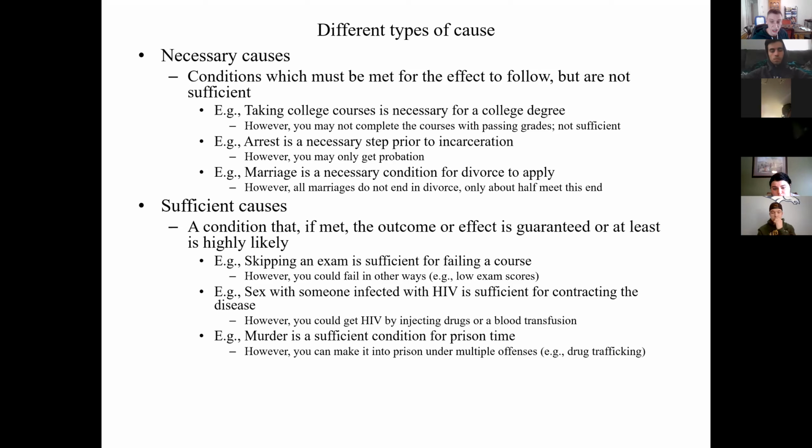Murder is a sufficient condition for prison time. Okay, if you do that, that's all that really needs to happen. However, you can make it into prison under multiple offenses. You don't have to commit murder to get into prison. You traffic large amounts of drugs. You may get probation, but most likely, especially in the federal system, they will nail you to the wall.